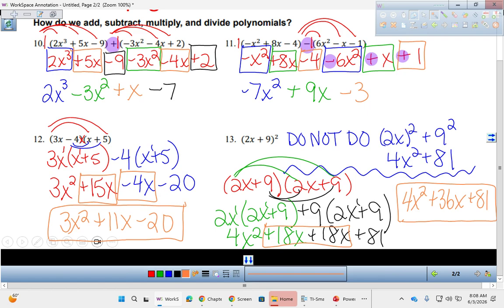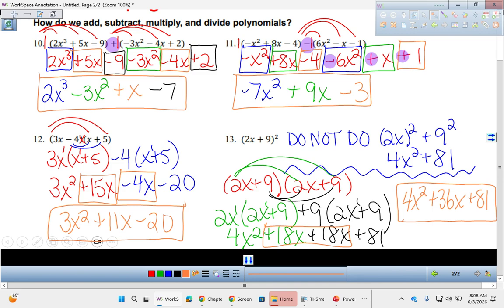This is another one that if you know how to use your calculator, you don't even have to do any of that. Put the question in Y1 and each option in Y2, one of them's going to match. Pick the one that matches. It's not going to be the 4x plus 81.